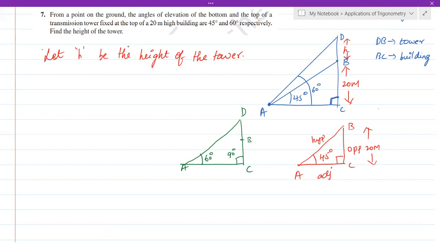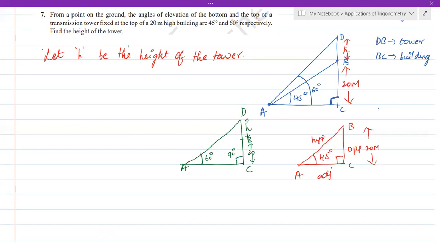Here in between you have got B. We know the value of BC. DB is H and BC is 20. So this is 20, and in between B, DB is H. Now we have got two right angle triangles. Then we are going to solve.